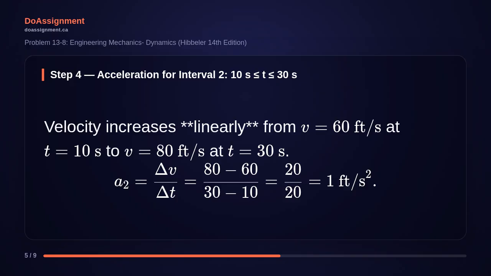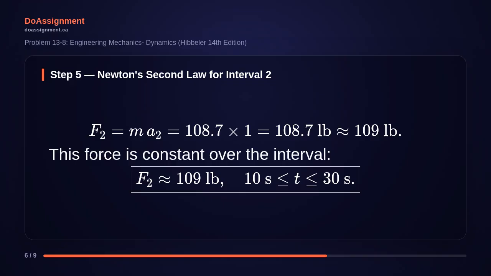In the second interval, from 10 to 30 seconds, the velocity increases from 60 to 80 feet per second over 20 seconds. The slope, and therefore the acceleration, is 20 divided by 20, which equals 1 foot per second squared. Applying Newton's second law with the new acceleration of 1 foot per second squared, the traction force drops to approximately 109 pounds and remains constant throughout the second interval.